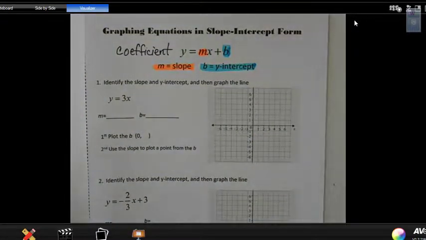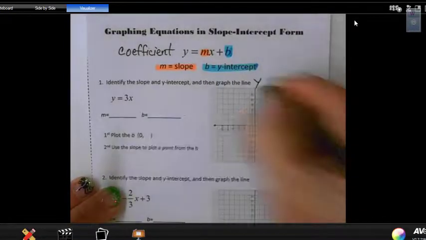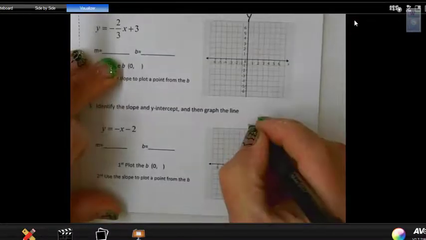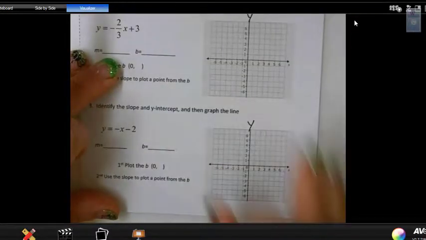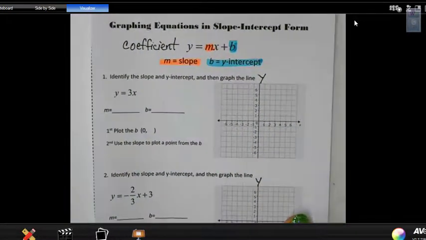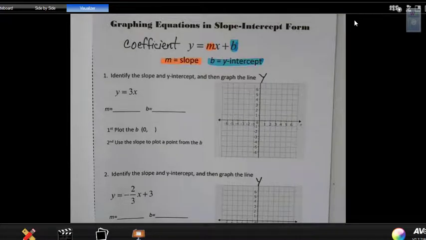Now let me label this on each of them. So there's the y-axis, and y-axis on that last one. So that is your vertical axis. And so that's going to be pretty important when we go to graph these here.